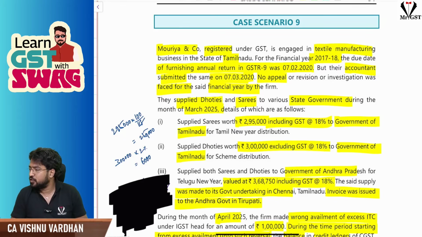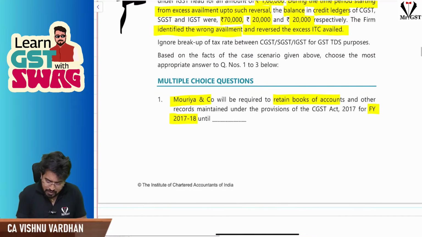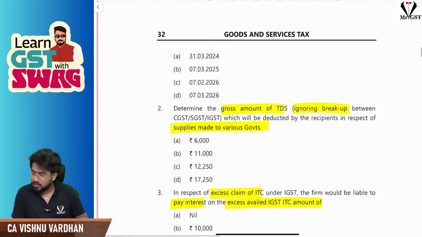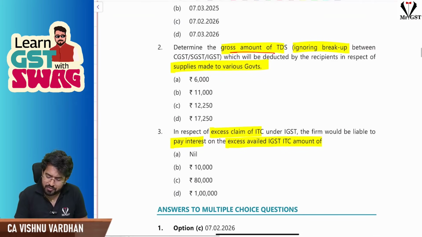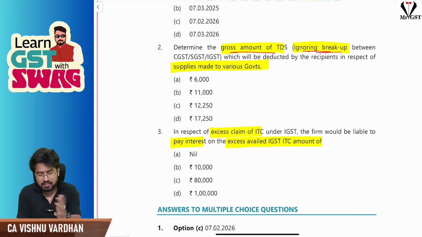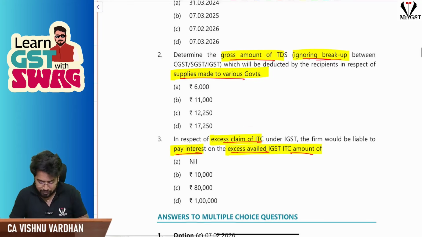Now coming to case scenario number 9. Questions, if you see, they're asking Maurya and Co., till what time they have to retain the books of accounts for the financial year 17-18. Next, they're asking about gross amount of TDS, ignoring the breakup, CGST, SGST, all that. So always ignore the breakup. Okay. For the supplies made to various governments. Next, excess claim of ITC. What is the interest you have to pay for the excess ITC you have claimed? Let us go with the case study.